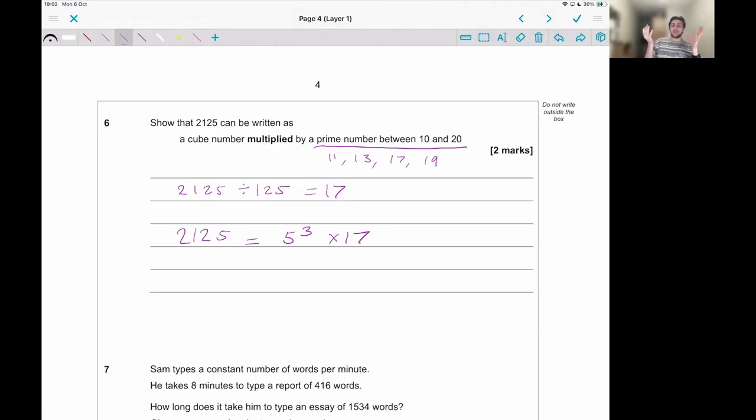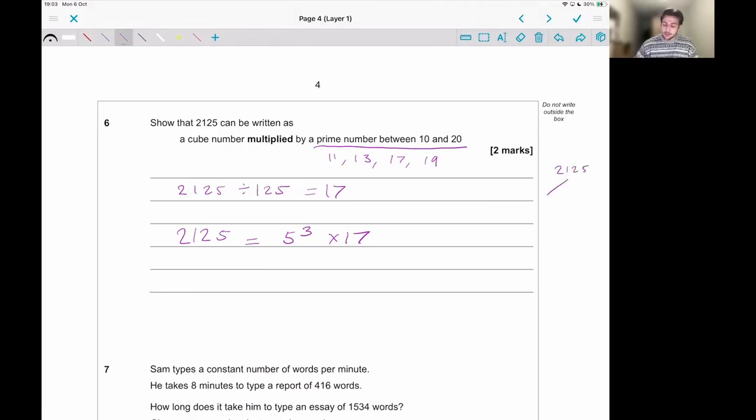If it wasn't obvious, or if it wasn't somewhere that you could get to, like, oh, 5 cubed is 125, and this looks like it might be divisible by 125, if that's not the kind of step you think you can make, we can do different methods here. And in fact, probably the most straightforward method is the prime factor tree.